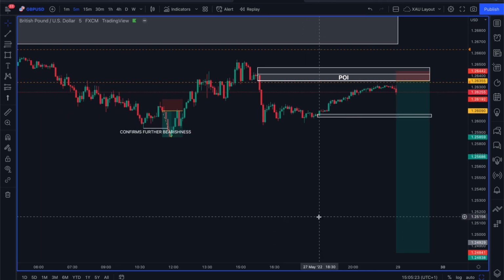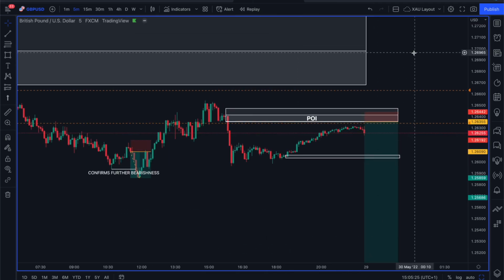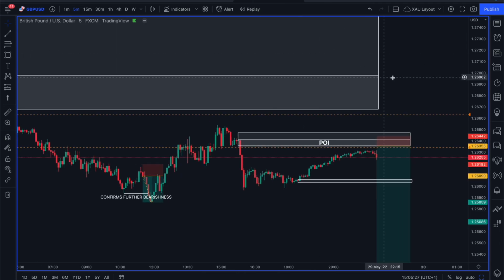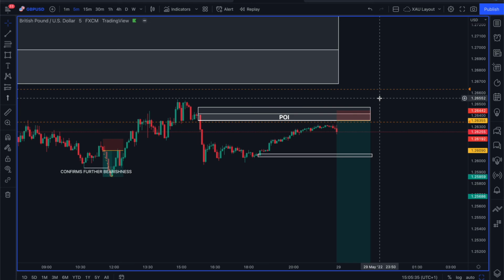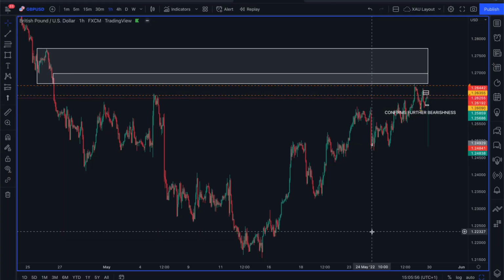And then from that point, I would want to see price come back up, trail and penetrate this higher time frame point of interest, and then we can look to go short longer term and capitalize on what hopefully will be a huge impulse. So those are the four markets that I'm looking to capitalize on this week.